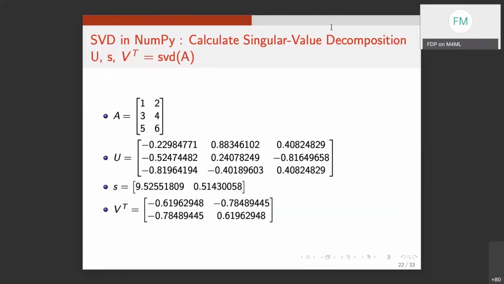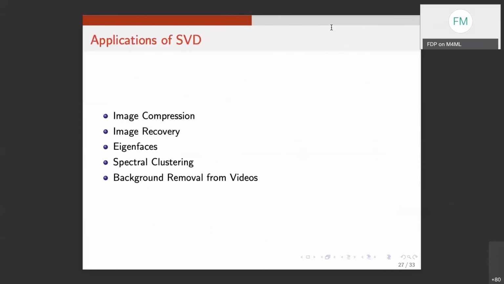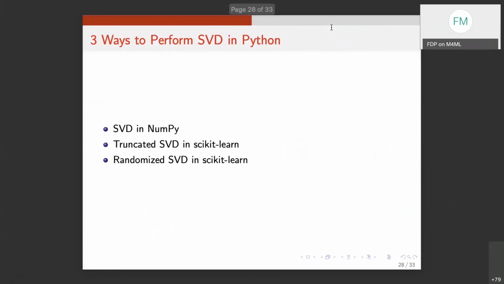So I'll just try to demonstrate the applications. See, these are the applications that can be performed using SVD: image compression, image recovery, eigenfaces, spectral clustering, as well as background removal from a video. To implement this, we can use SVD in Python, or truncated SVD and randomized SVD from scikit, where you don't have to write complete code. You can straight away utilize these. Okay, so let's see that.